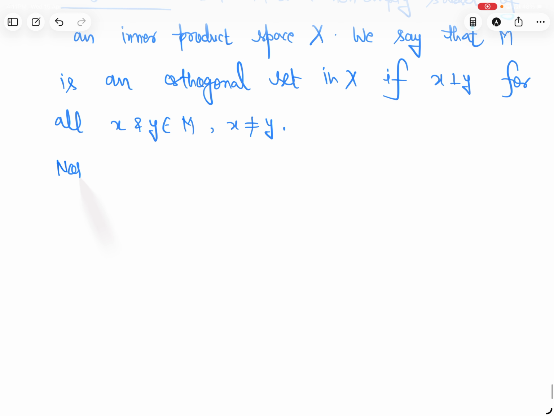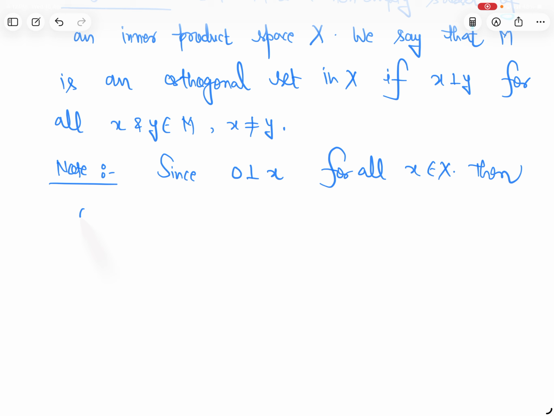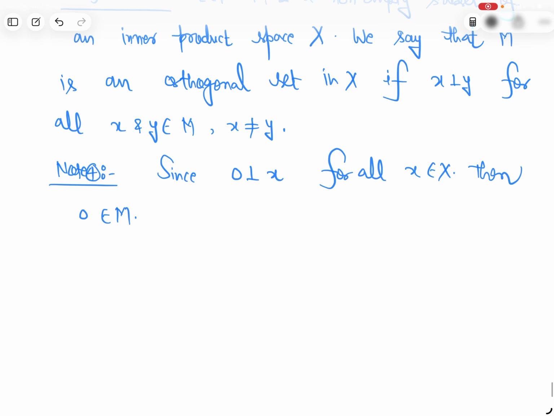Note: since 0 is orthogonal to x for all x belongs to M, then 0 can belong to M also. Okay, 0 can belong to M also. So this is not for.